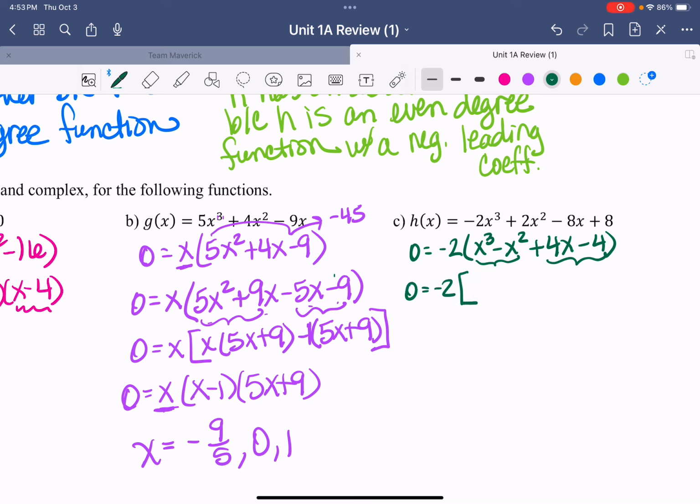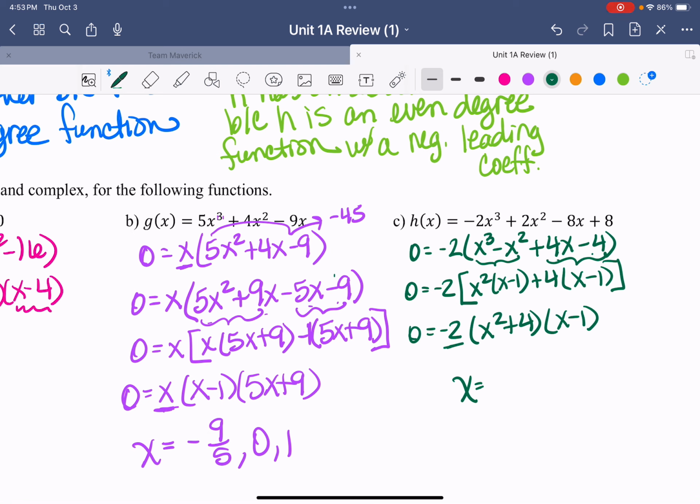Out of those two, I can factor out an x squared. That leaves me with x minus 1. Out of these two, I can factor out a 4. That leaves me with an x minus 1. Then the next step, I can drop my brackets. I get x squared plus 4 times x minus 1. All right, so I cannot factor this anymore. I need to come up with my zeros here.